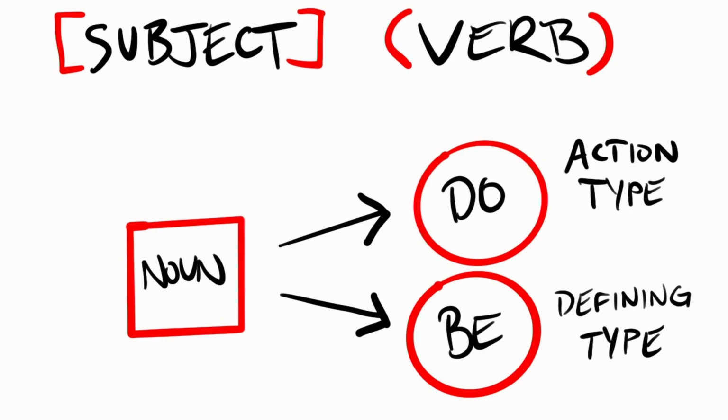And those are really the two generic kinds of verbs in English. You have action type verbs, what we're going to call doing type verbs in English, or being type verbs, or defining type verbs. We're going to sort of simplify these two ideas by calling them doing type verbs and being type verbs. So those are action and defining type verbs, respectively.